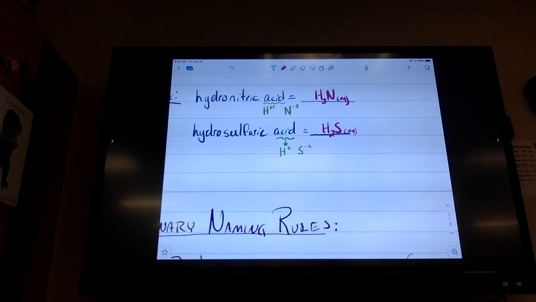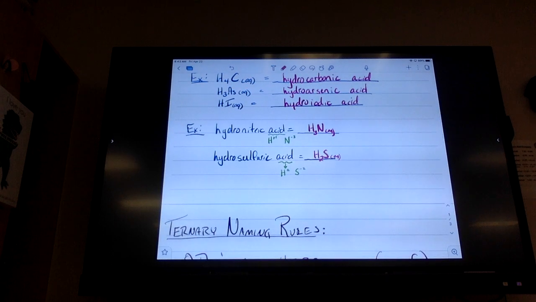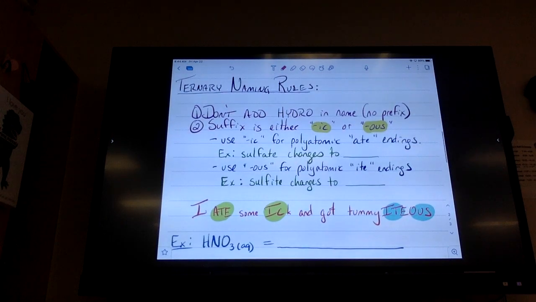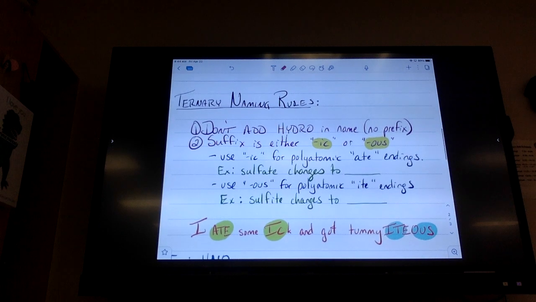You ready? Ternary. Ternary is not difficult. It only gets hard when you start mixing binaries and ternaries together. Here we go. Oh, it's okay. It's not as bad as it looks. It's really not, I promise. Tummy-itis. That makes no sense. It will. Makes perfect sense. Just jot it down and then we'll talk.